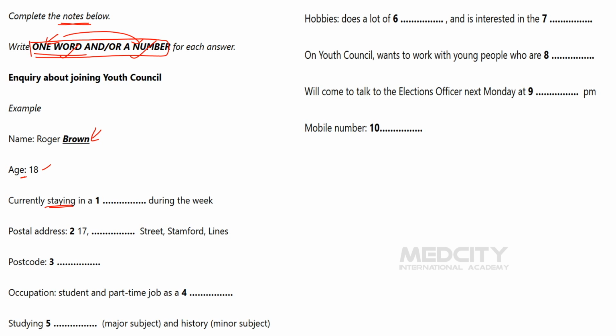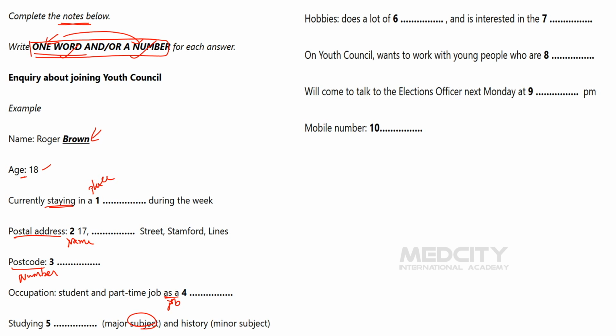So in a means you can expect a place, the kind of place to be mentioned here, maybe an apartment or a hotel or a villa, we don't know. Then the next keyword is postal address. Postal address, it's given as 17, dash street. Again, you can expect the name of a street here. Then the third one is postcode, which means you can expect a number here. Occupation, student and part-time job as a. So a job to be heard here. Studying dash. So what can you expect? A subject, the name of a subject here.